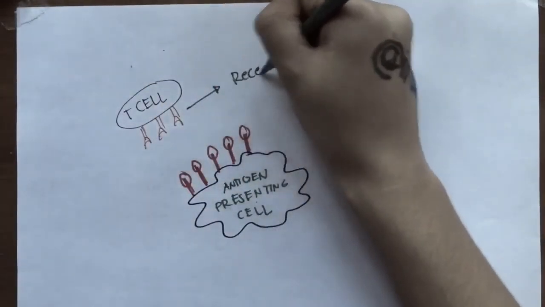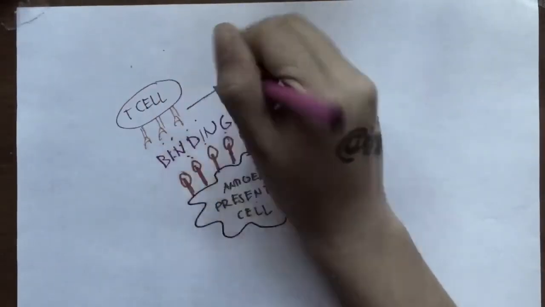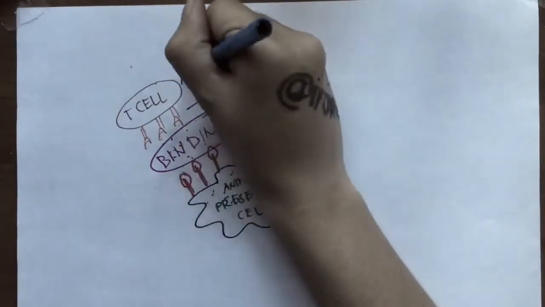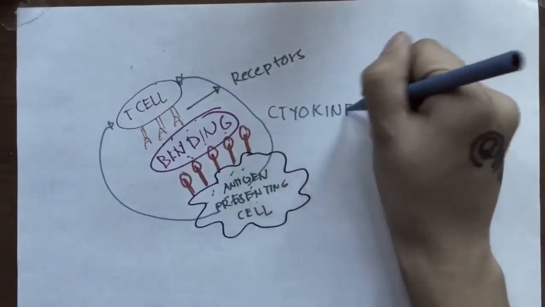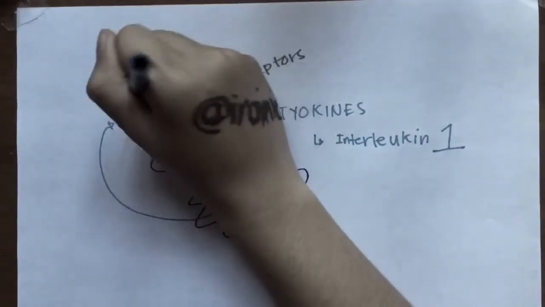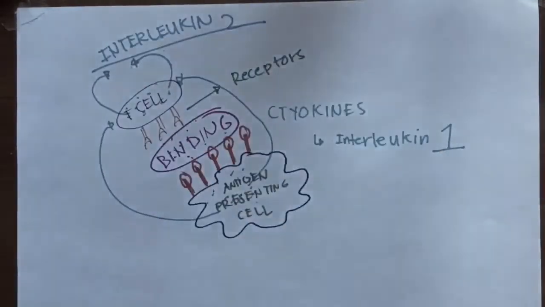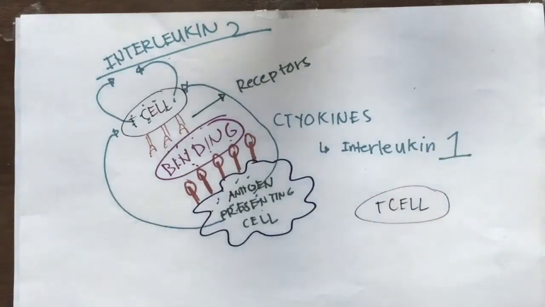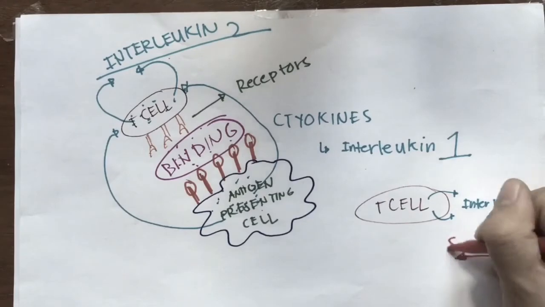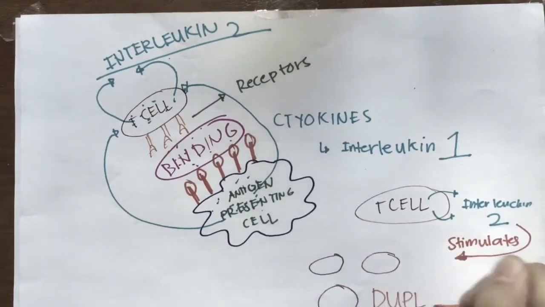Next, the corresponding T cell binds to the antigen fragments on the surface of the presenting cell. The macrophage releases cytokines, or interleukin-1, to stimulate the T cell. The T cell would then release cytokines, also known as interleukin-2. Interleukin-2 stimulates the division of T cells into multiple clones.